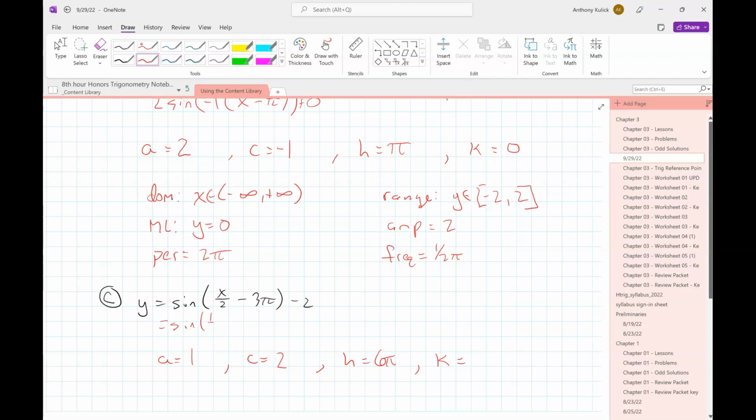Because you have to factor to make the leading coefficient on x 1. So I have to factor that 1/2 off. When I take 3 pi and divide it by 1/2, I get 6 pi. Ugh, Mr. Kulak. Got to be careful. I wouldn't go about finding those values for A, C, H, and K until I've gotten it written in this kind of standard form.